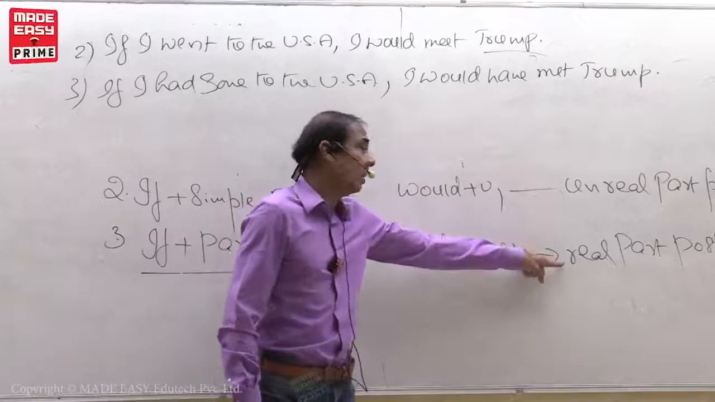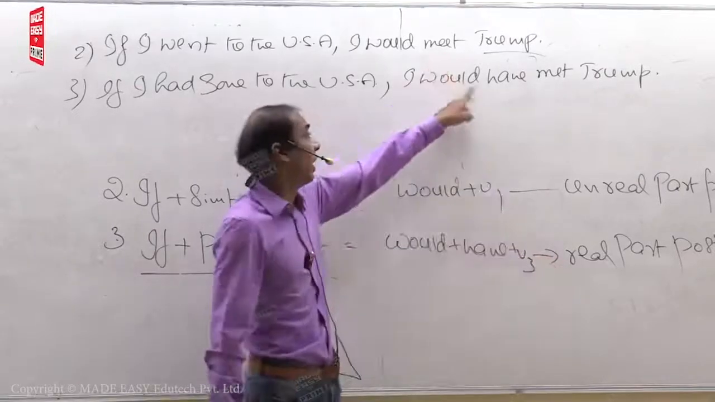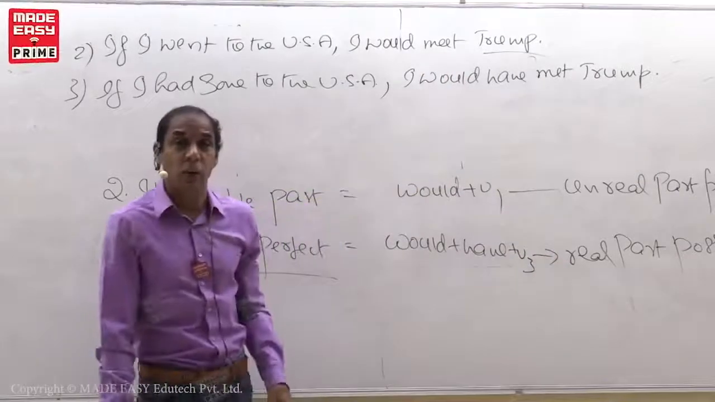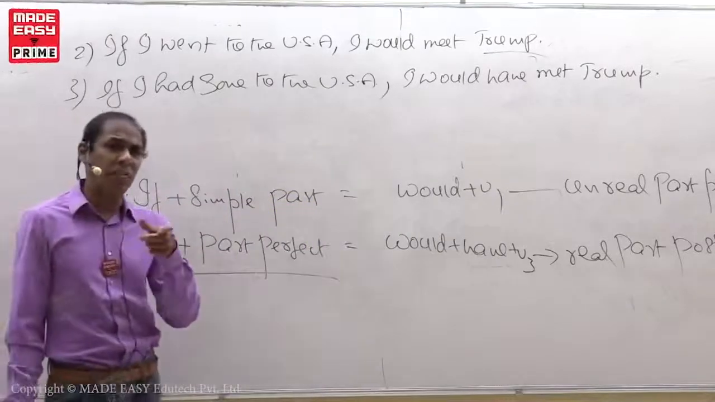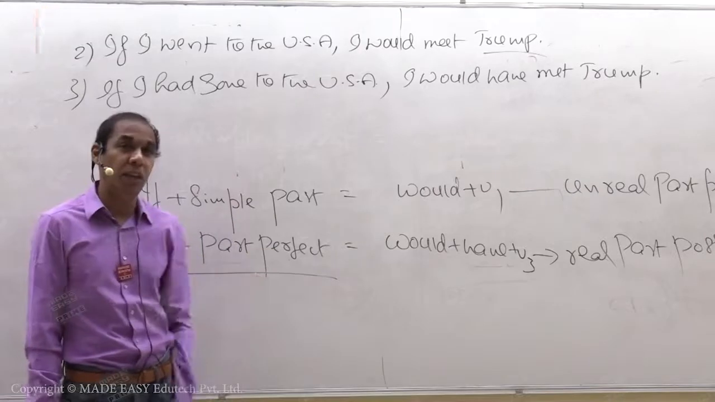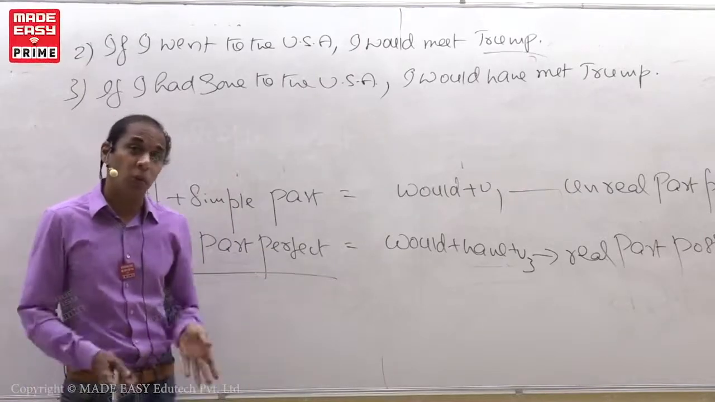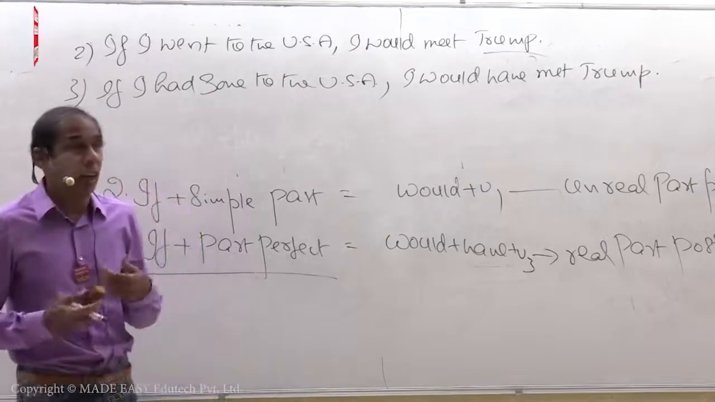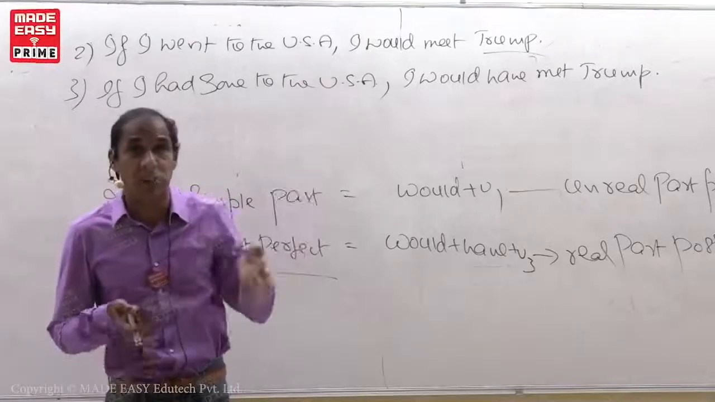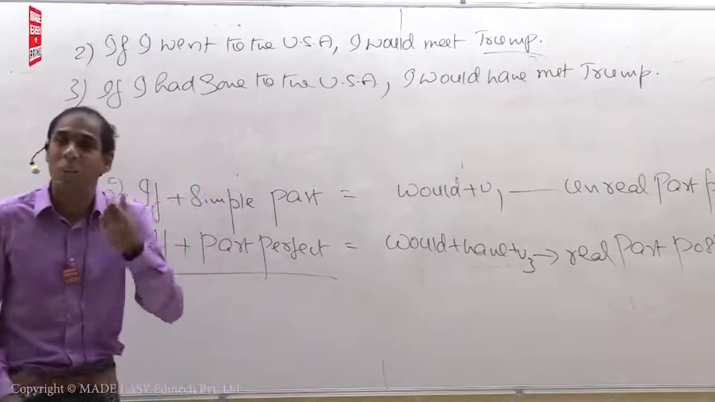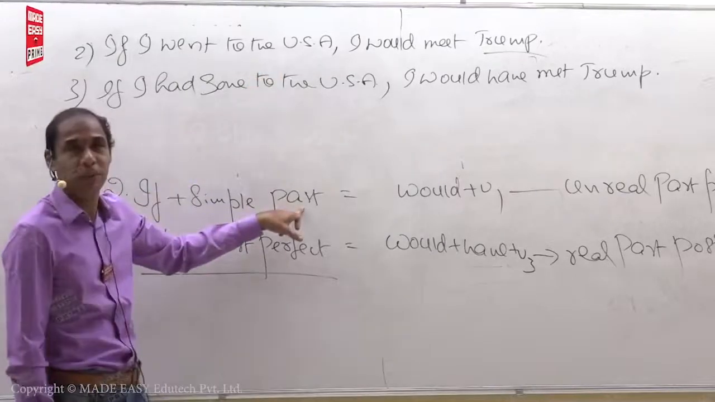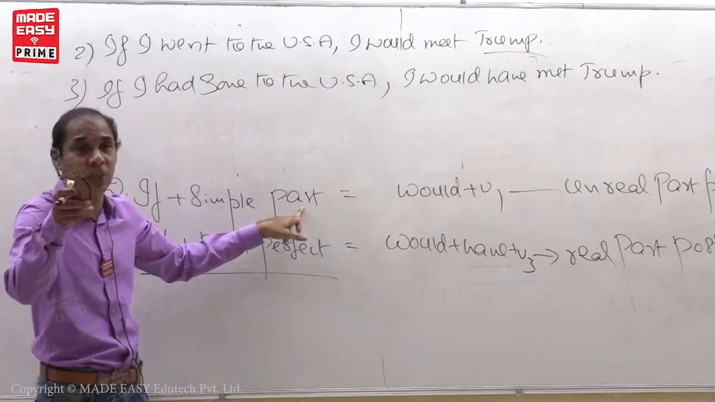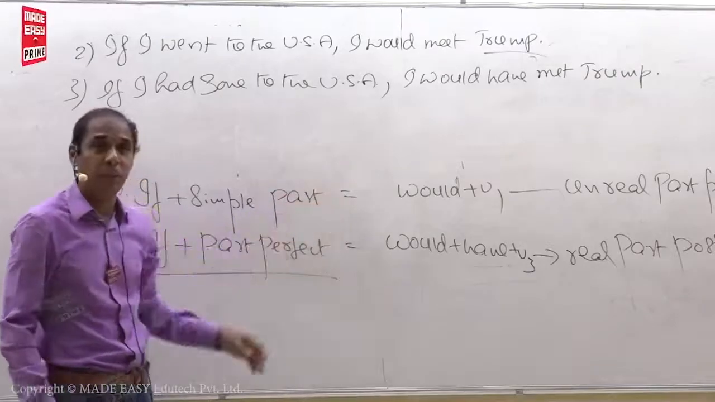The second one is unreal, the third one is real. What is unreal? What is real? See, if I went to the USA, I would meet Trump. I never go to the USA. Though I go to the USA, I cannot meet Trump. What is his position and what is my position? I never can meet him. So there is no reality in my statement. Then I have to use the second formula. When there is no reality in your statement, use the second formula.